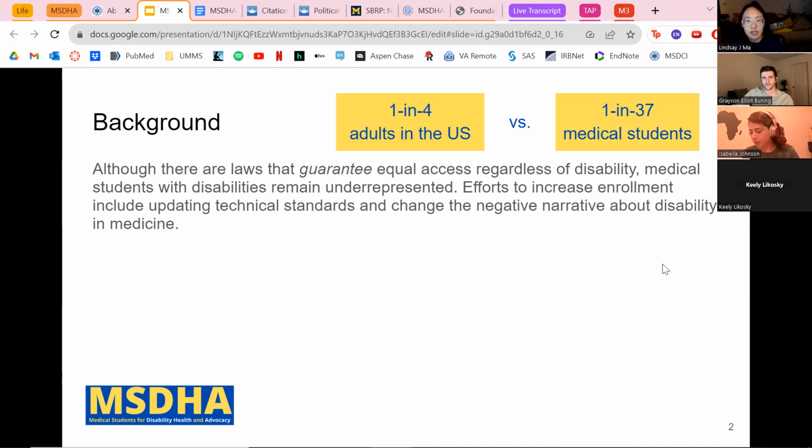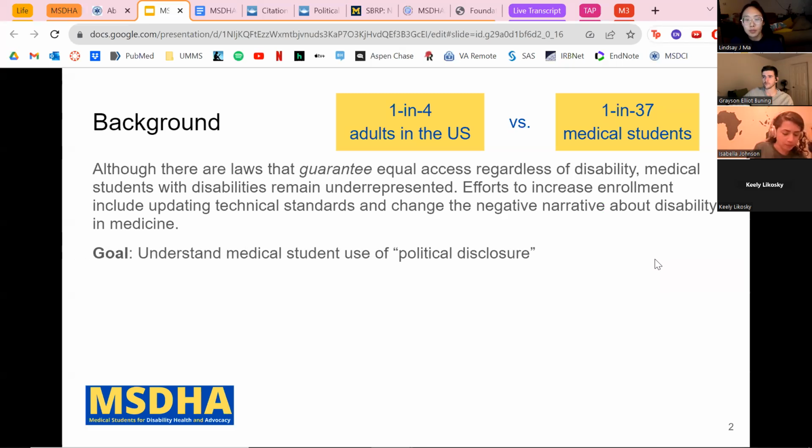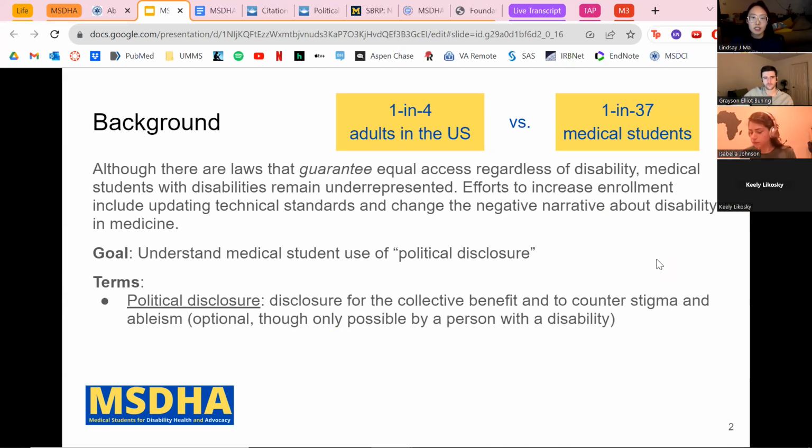There have been efforts made to increase enrollment, such as updating technical standards and changing the negative narrative around disabilities in medicine. However, the purpose of this specific paper by Dr. Jain is to understand medical students' political disclosure, and we can define those terms. Political disclosure is the disclosure for the collective benefit and to counter stigma and ableism. It's an optional type of disclosure and it can only be performed by someone with a disability. This is distinct from other methods of disclosure, which may have the purpose of personal benefit or logistical purposes only.